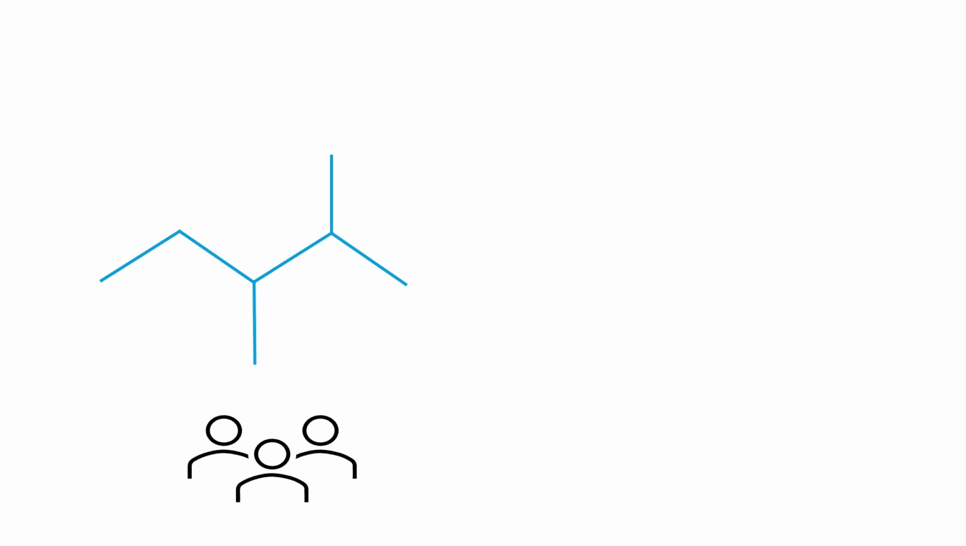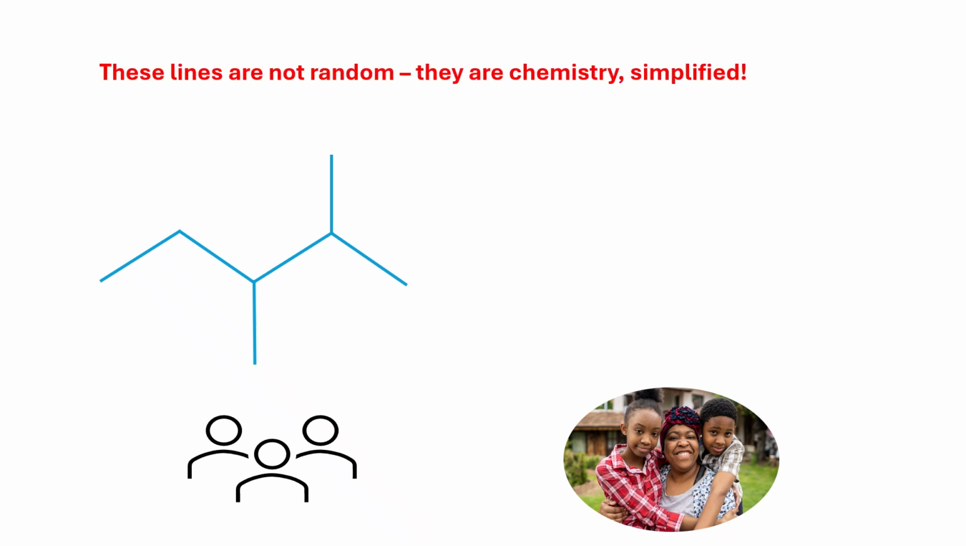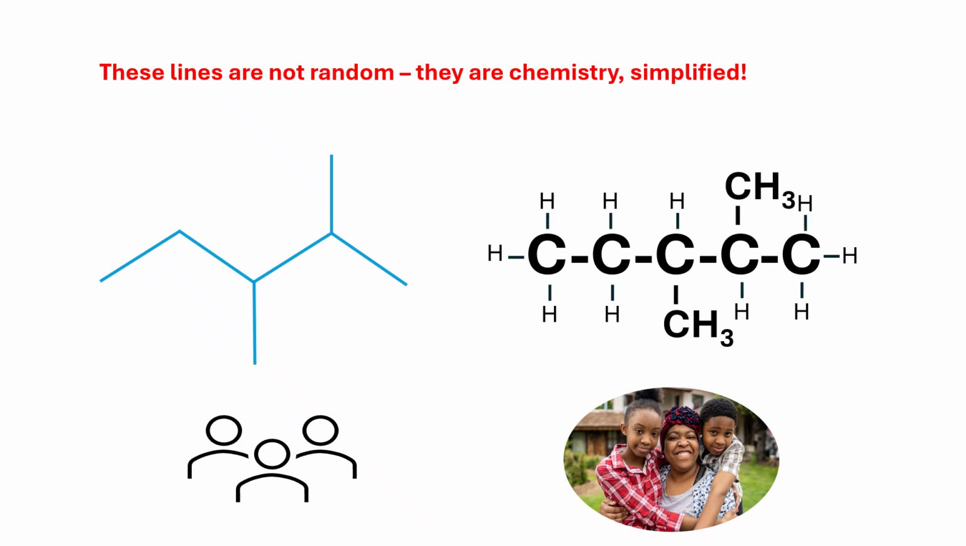Do we see three people, an oversimplified version of this photo, which obviously shows a lot more detail? So these lines are not just random. They are called a skeletal formula, a chemical structure that's simplified for the chemist. So what does it actually look like? Each corner represents a carbon, and there's another, and there's another, and it even shows hidden hydrogens around the carbon atoms.